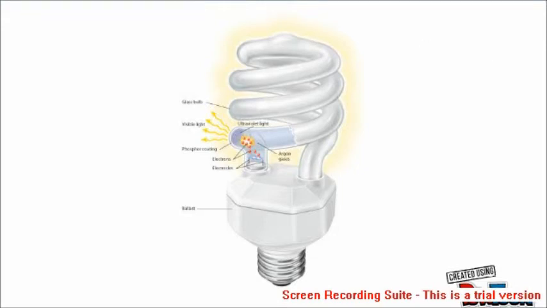In a CFL, the electrical current is passed through a tube containing argon and mercury vapor. This produces ultraviolet light, which causes the fluorescent coating on the inside to emit visible light. CFLs use up to 70% less energy to produce the same amount of light.